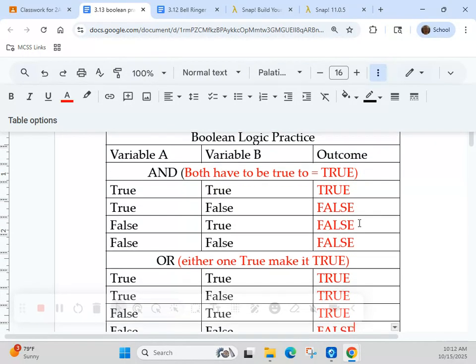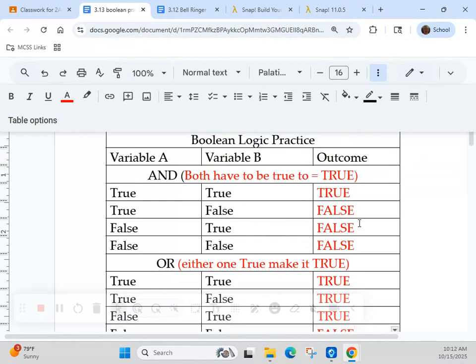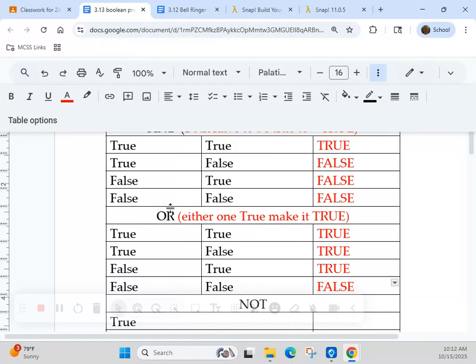So basically, they're still kind of opposites of each other. The only way an and statement can be true is if both things are true. The only way an or statement is false is if both things are false.